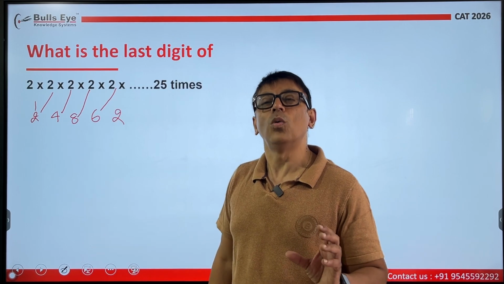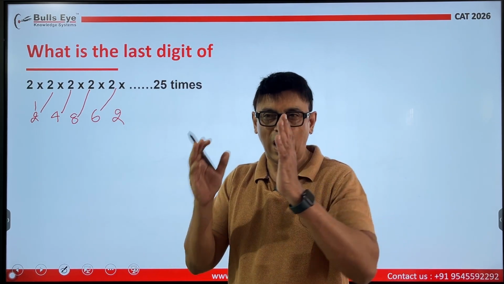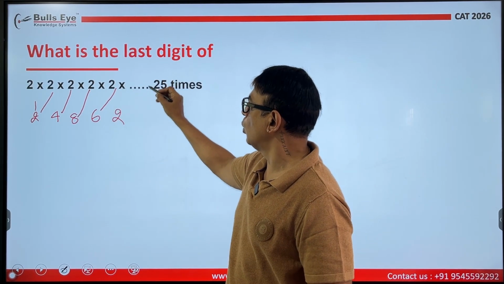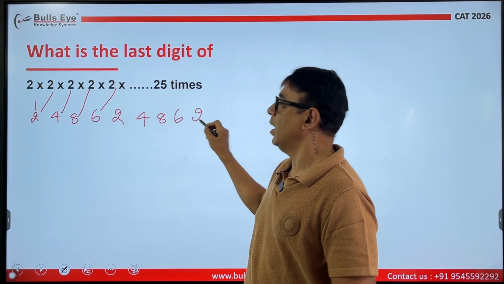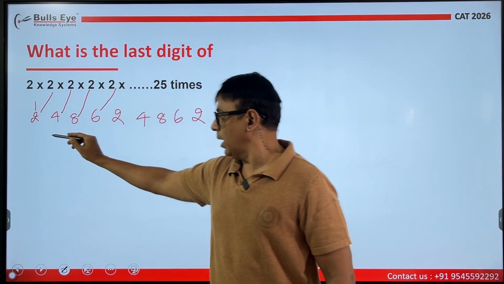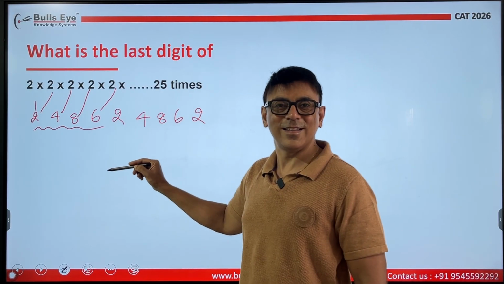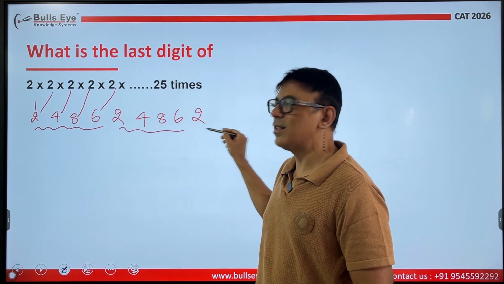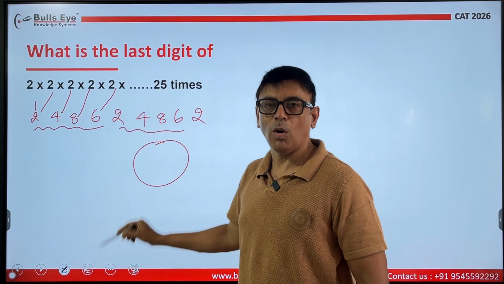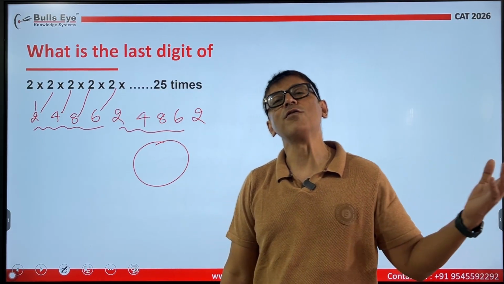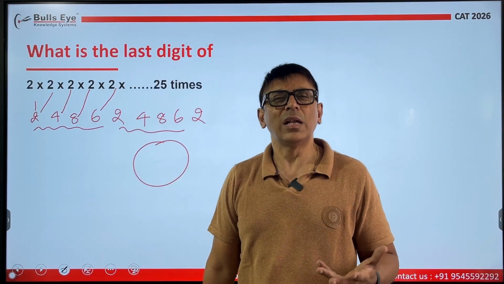So I'll continue with only 2, because 1 goes as carry and we have only 2 over there. 2 into 2 is 4, 4 into 2 is 8, 8 into 2 is 16, and so on. So what you are getting is a repetition: 2, 4, 8, 6, 2, 4, 8, 6, and so on. So in the power of 2, it can be a string of 2s or any number that ends with 2.